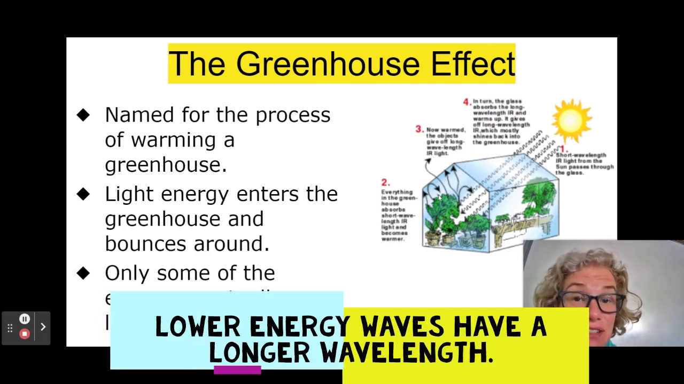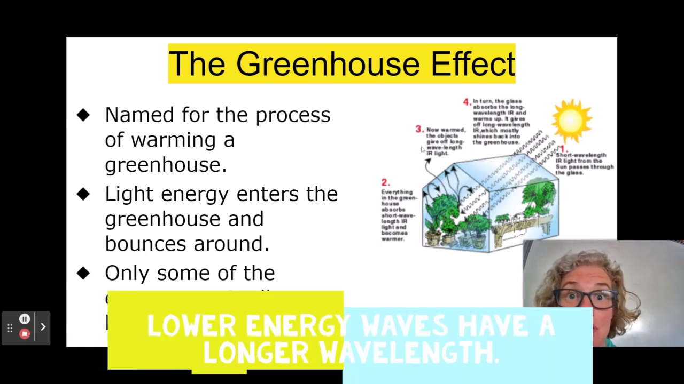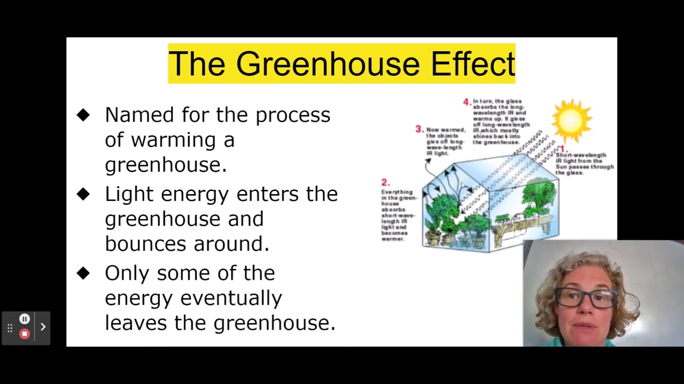And that interacts differently with the glass. It doesn't just pass straight through. Some of it will bounce back.